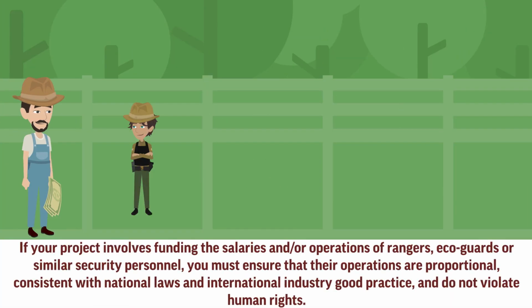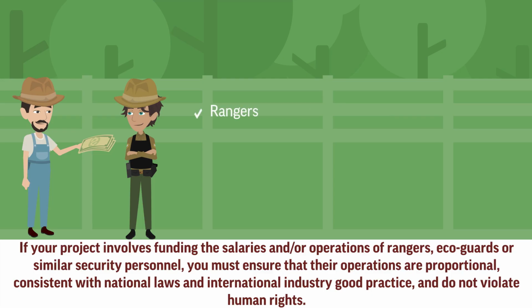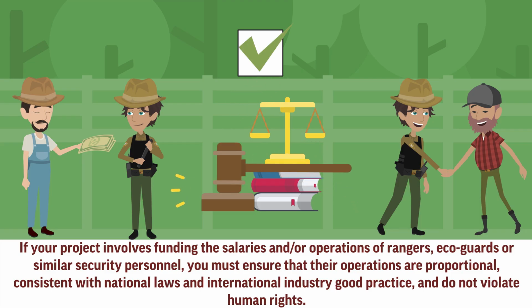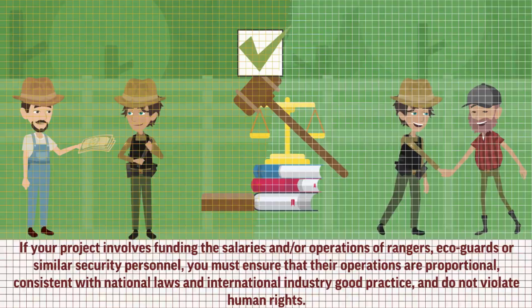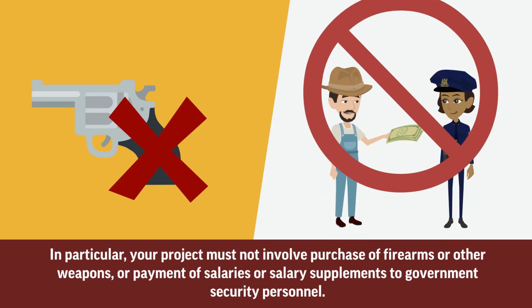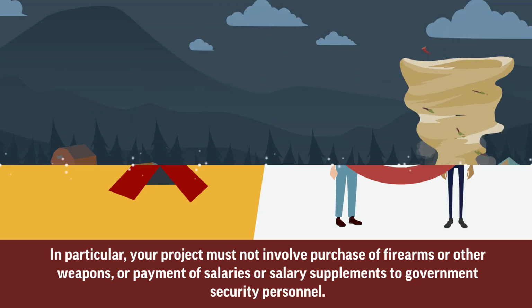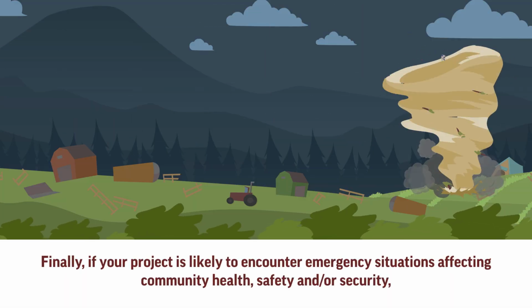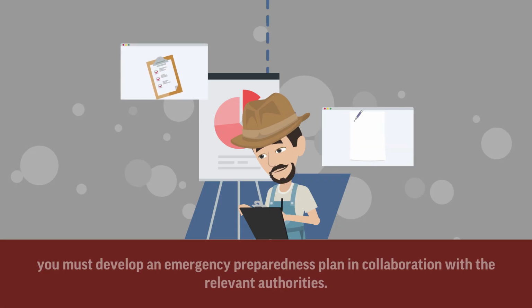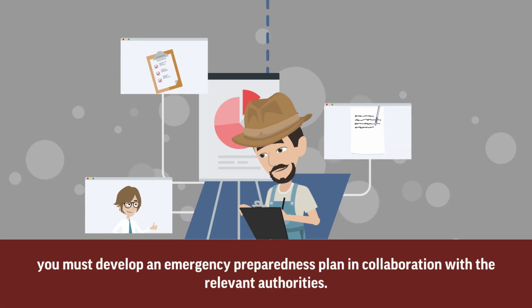If your project involves funding the salaries and/or operations of rangers, eco-guards, or similar security personnel, you must ensure that their operations are proportional, consistent with national laws and international industry good practice, and do not violate human rights. In particular, your project must not involve purchase of firearms or other weapons, or payment of salaries or salary supplements to government security personnel. Finally, if your project is likely to encounter emergency situations affecting community health, safety, and/or security, you must develop an emergency preparedness plan in collaboration with the relevant authorities.